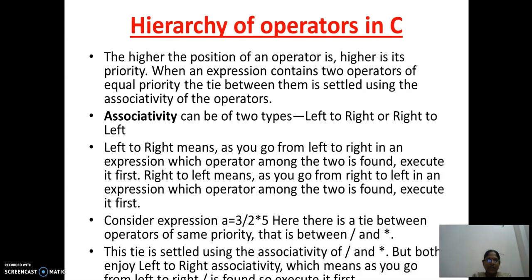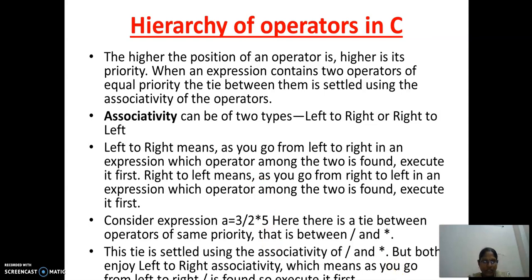Hierarchy of operators in C. The higher the position of an operator is, the higher is its priority. When an expression contains two operators of equal priority, the tie between them is settled using the associativity. Is it clear? Associativity generally has two types, left to right and right to left.